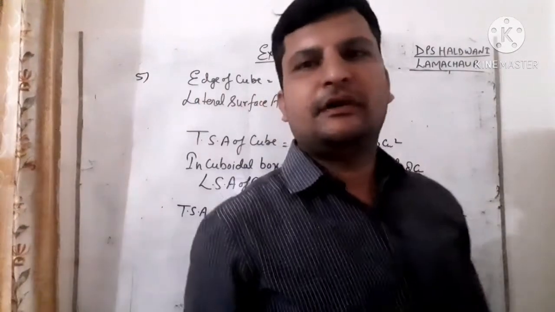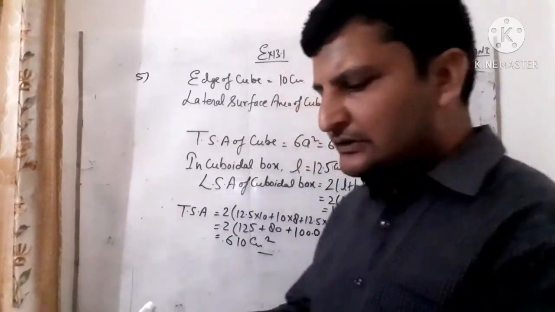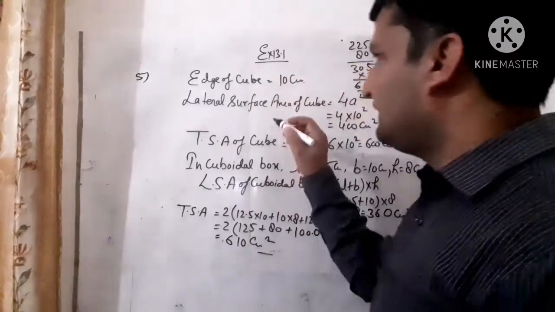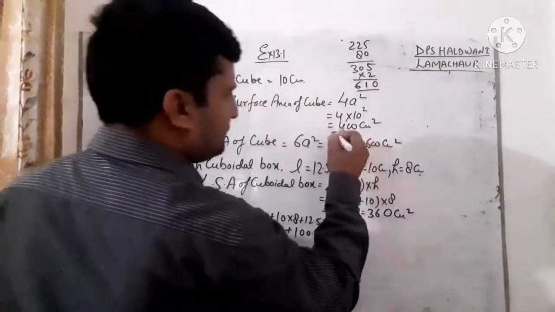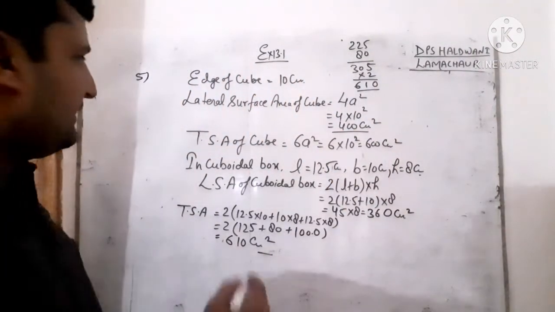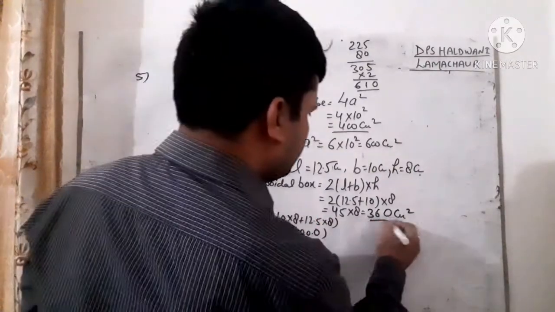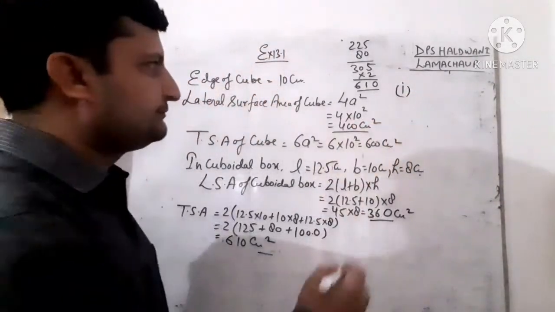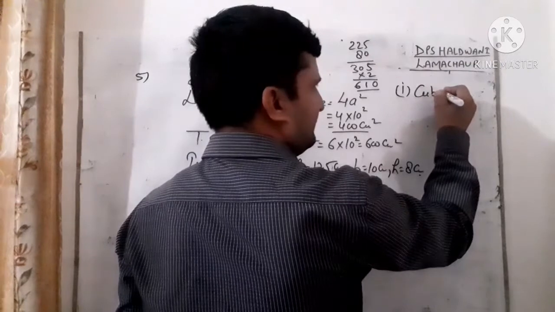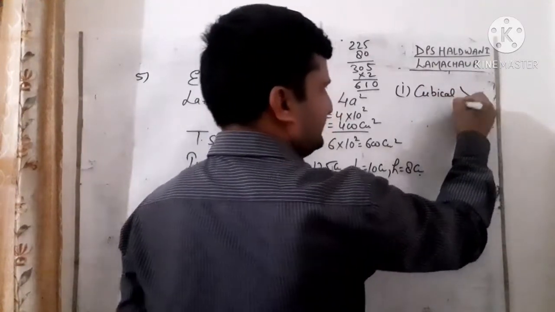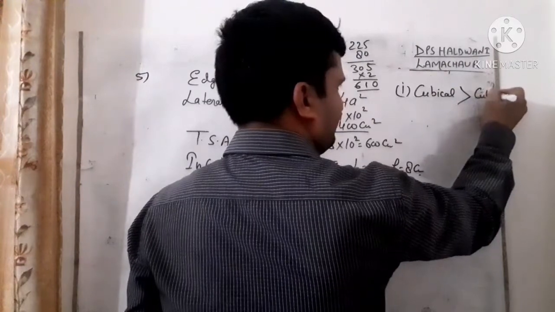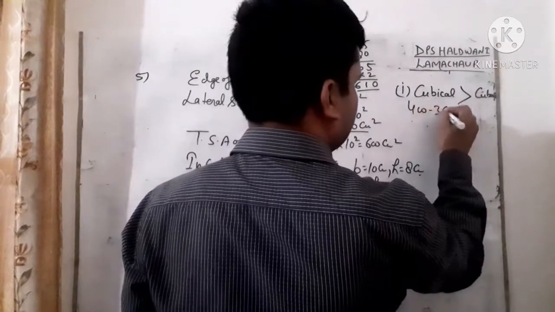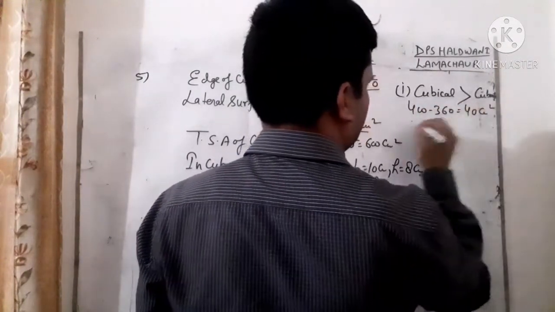Now student, in this question what we have to find? We have to find that in first part, which box has the greater lateral surface area and by how much? Which box has the greater lateral surface area? So the cubical box lateral surface area is 400 and the cuboidal box lateral surface area is 360 centimeter square. So for the first part we can write cubical surface area is greater than cuboidal. And by student how much? How much we can write it? 400 minus 360, that is coming 40 centimeter square.